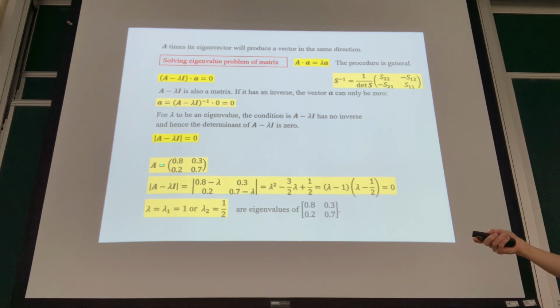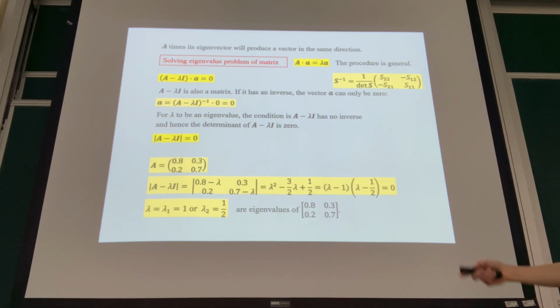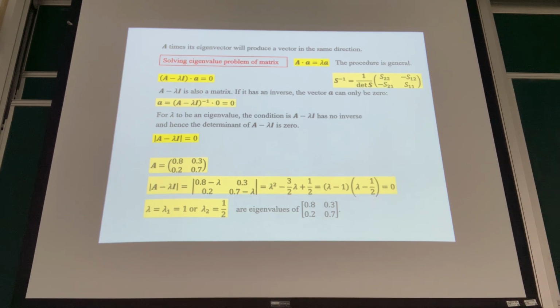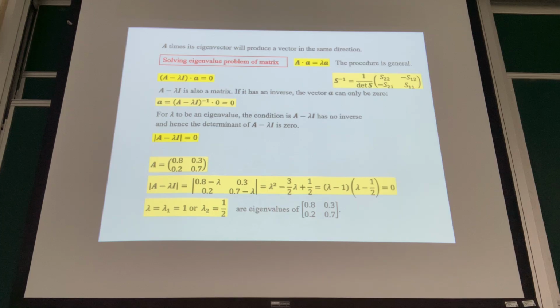For example, A equal to 0.3, 0.2, 0.7. And you can write down A minus lambda I, which will be 0.8 minus lambda, 0.3, 0.2, 0.7 minus lambda. Is that okay with everybody? Because this I is the matrix 1, 0, 0, 1. That's the matrix that when it multiplies any vector will be equal to the vector itself. So it's almost like 1. So that's why it's called the identity matrix.